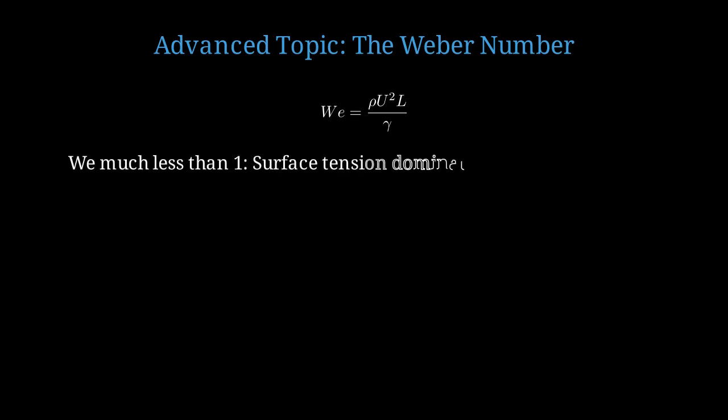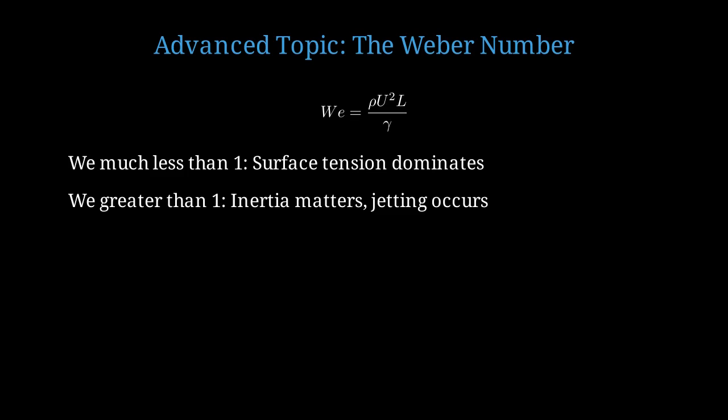When the Weber number is much less than 1, surface tension dominates, and we get the squeezing regime. This is typical for microfluidics. When the Weber number exceeds 1, inertial effects become important, and we can get jetting and complex breakup dynamics.